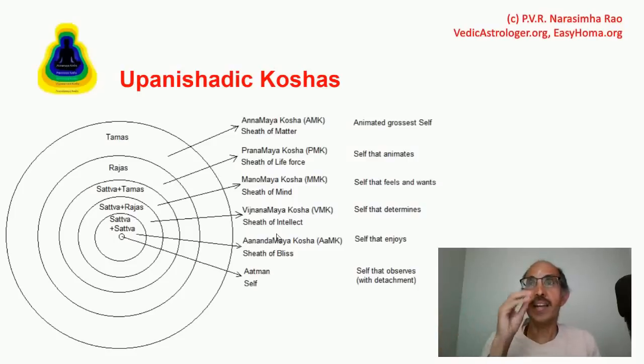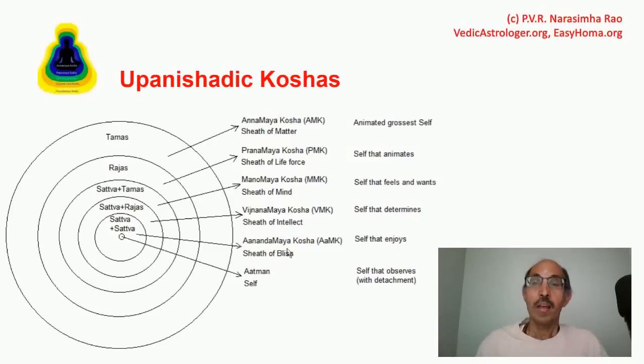It has a notion that I need to do this. This is my mission in this life. I need to do this to be happy. So basically, this is where the individualization starts, and it becomes grosser and grosser. As I showed in this picture, this is at the level of sattva, this is at the level of sattva plus rajas, this is at the level of sattva plus tamas, this is rajas and this is tamas. And the self, the witness, is beyond these gunas, beyond the trigunas.